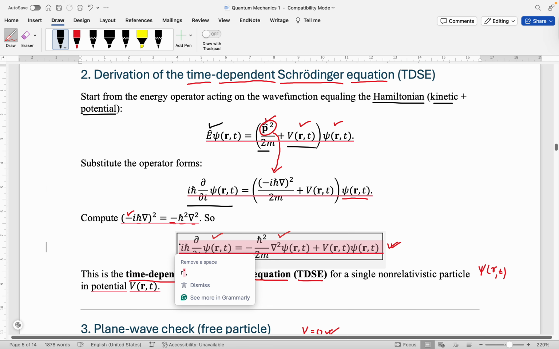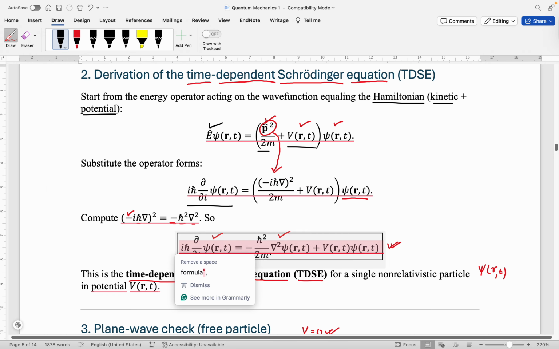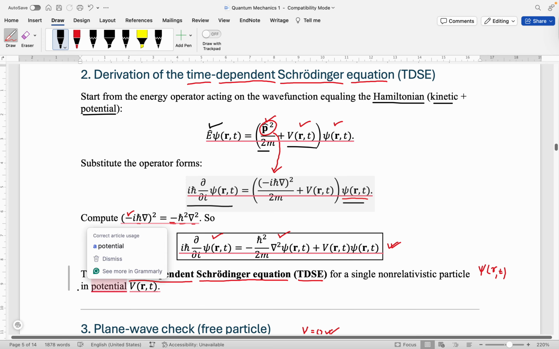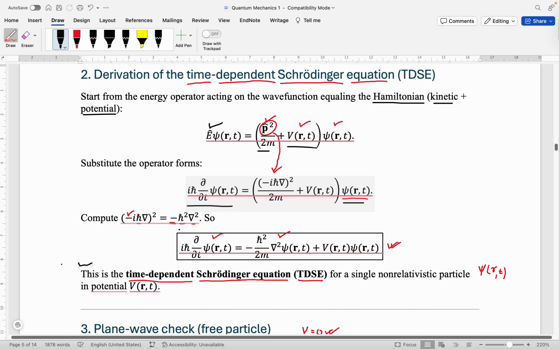So i h cross del del t psi(r,t) stays the same, and it is equal to, replacing here, minus h cross squared del squared divided by 2m into psi, plus V(r,t) psi(r,t). This equation is the Schrodinger time dependent equation. So if someone asks you to show the Schrodinger time dependent equation, you can do this, and this is the expression. But you have to remember this expression, that is very important.